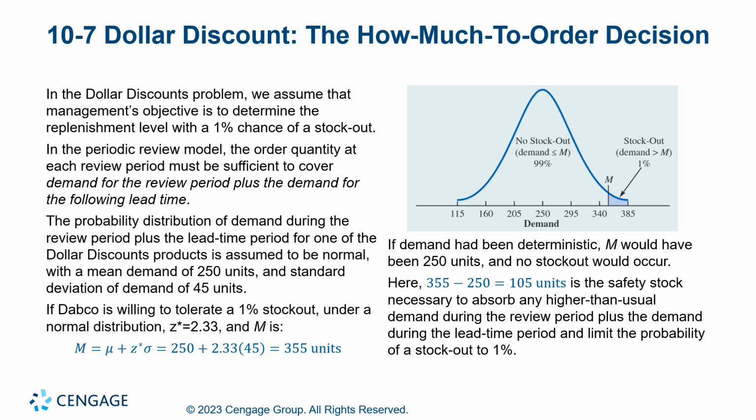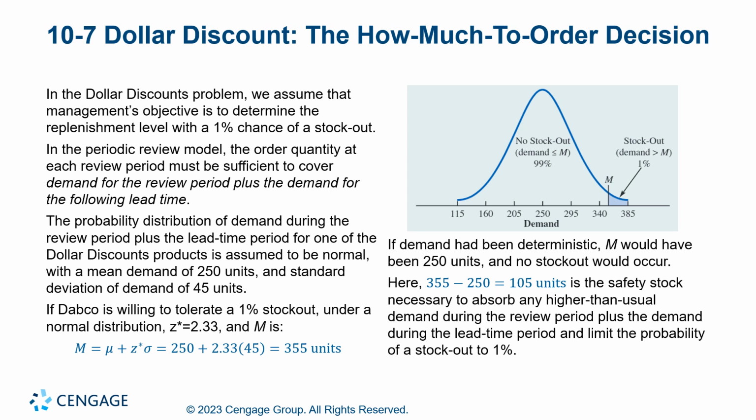The figure on the right-hand side shows the normal probability distribution of demand during the review period plus the lead time period for one of the products. The mean demand for this particular product is 250 units. The standard deviation is 45. Given these conditions, logically we would use the same approach to establish M, which is similar to the logic we used to establish the reorder point in the previous example.